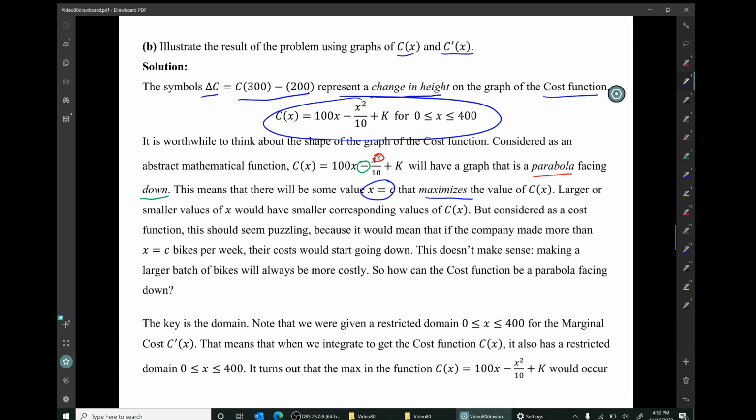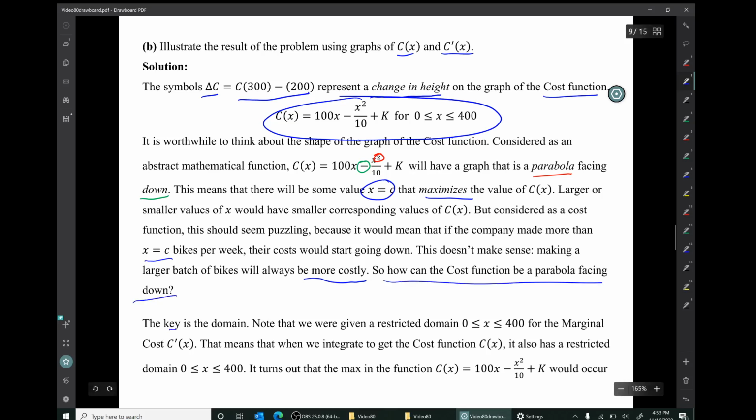But considered as a cost function, this ought to seem puzzling because it would mean that if the company made more than x equals c bikes per week, then their costs would start going down. That doesn't make sense. Making a larger batch of bikes should always be more costly. So how can the cost function be a parabola facing down?